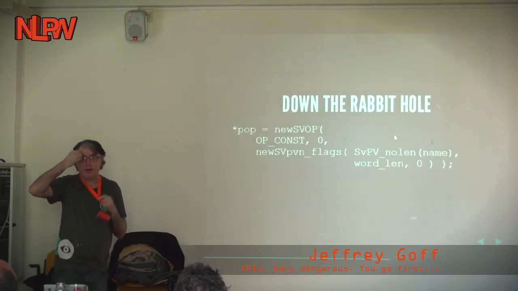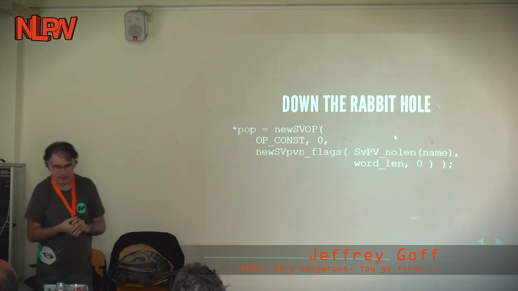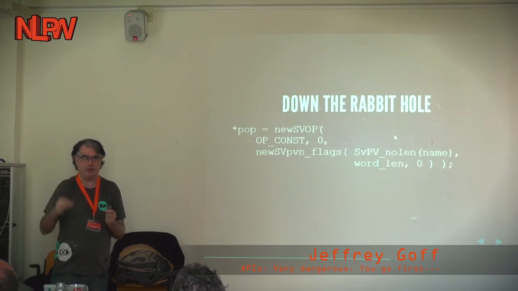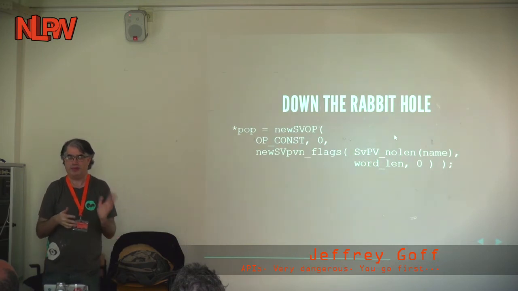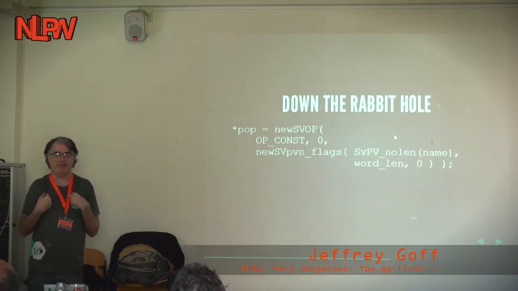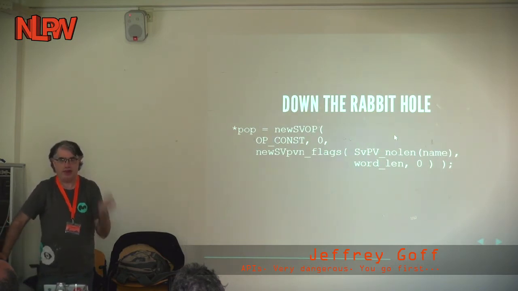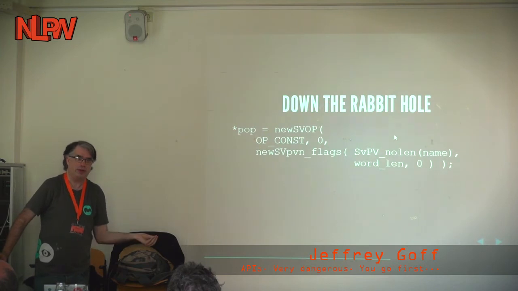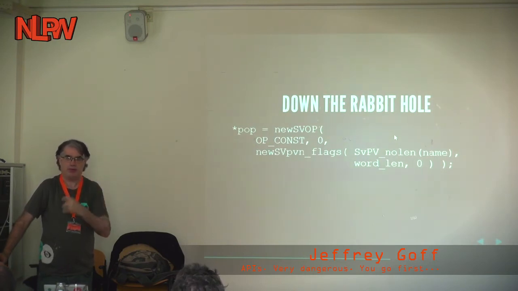Now, part of the fun part of this is taking the SVs that we have built up into the array and adding those to the op tree. If you're not familiar with Perl internals, and I'm not, I just managed to get my code to where it works. The op tree is a data structure that Perl keeps internally of what's happening within the code. It is a different representation and is how it internally compiles the code.